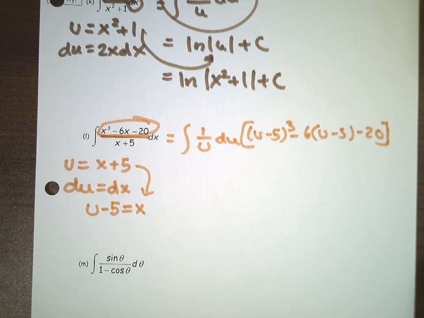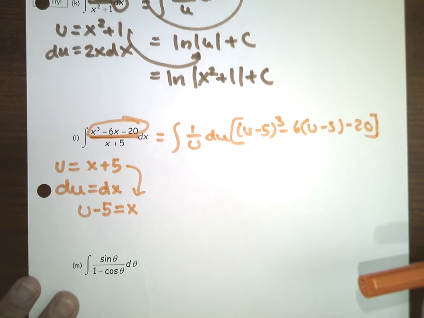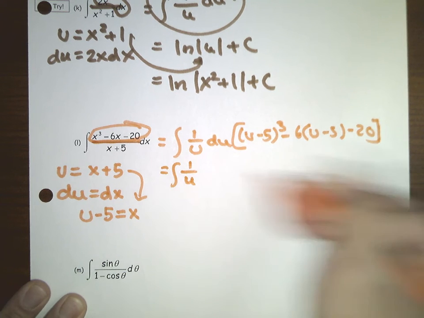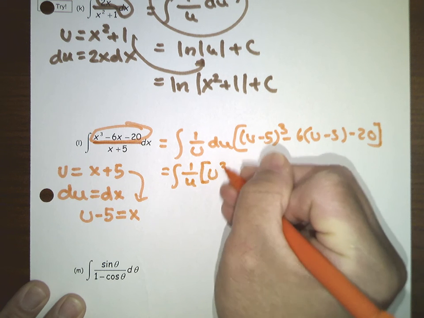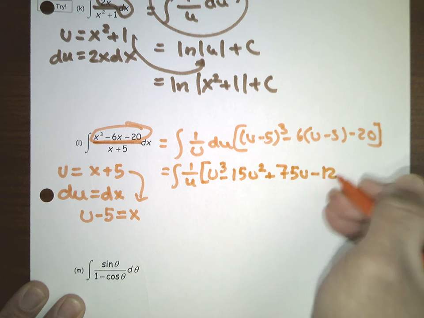all right, so let's go ahead and do this. By the way, I will tell you that this is not actually the most efficient way of doing this by any means, but I will go ahead and show you this since I happen to already start it this way. All right, so, what is this? Okay, so 1 over u, and then u minus 5 to the third is actually u to the third minus 15u squared plus 75u minus 125.